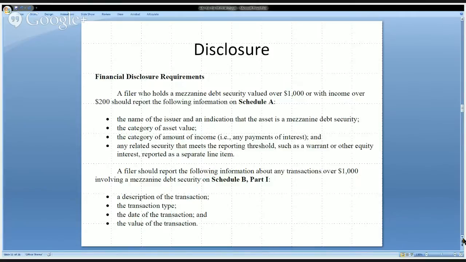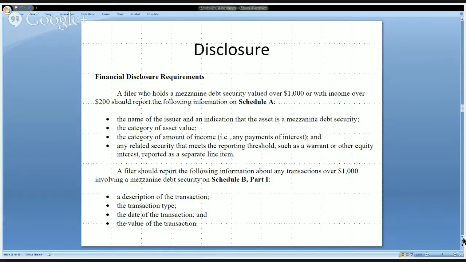And we also need to know if there are any related securities that meet the reporting threshold, such as a warrant or an option or other equity interests, reported as a separate line item. So those warrants are sort of attendant to the mezzanine debt security, and we would look at those separately for our conflicts analysis. Okay, so those are reported separately, and we're going to treat them separately. That makes sense to me.